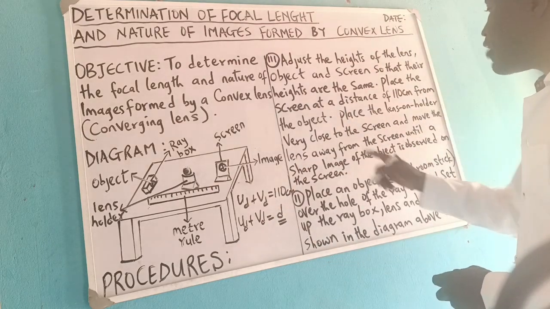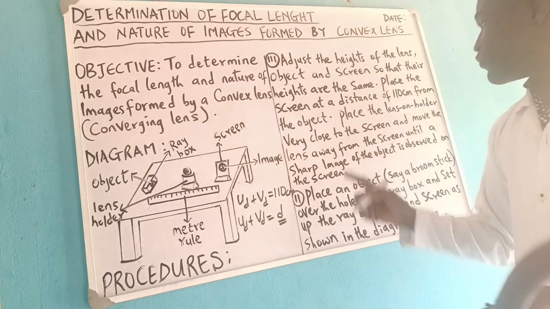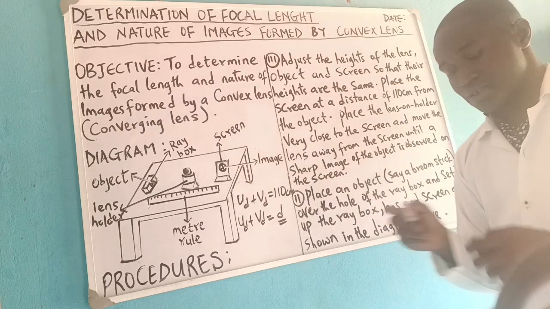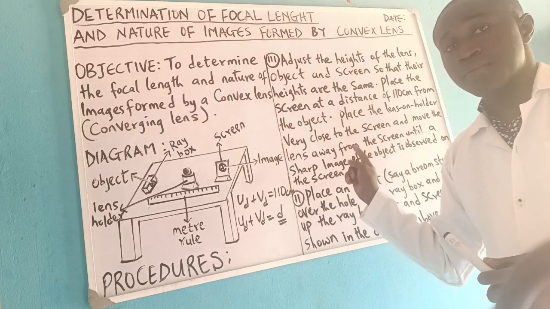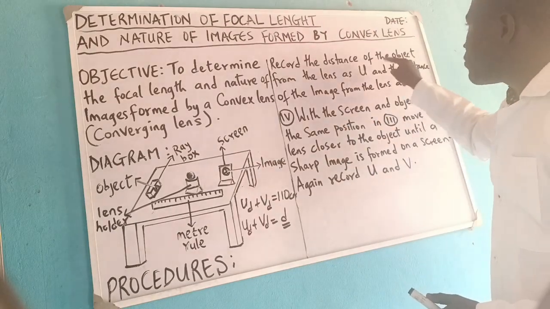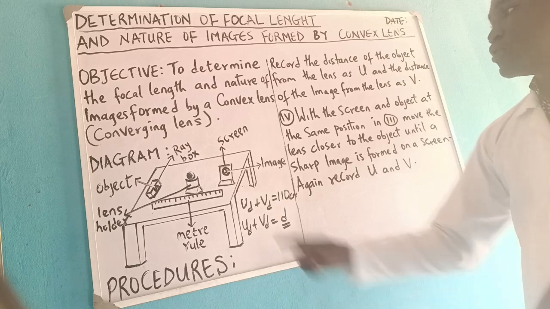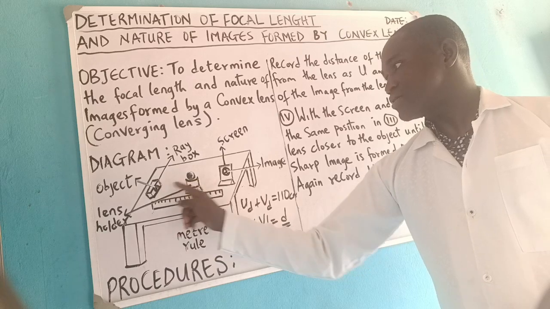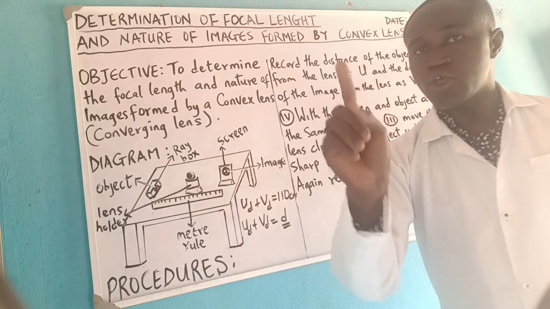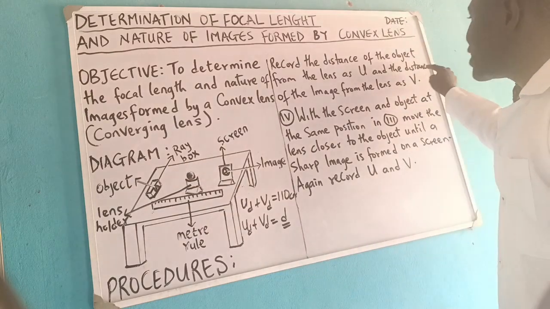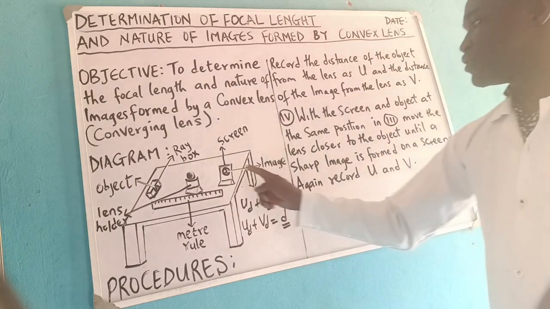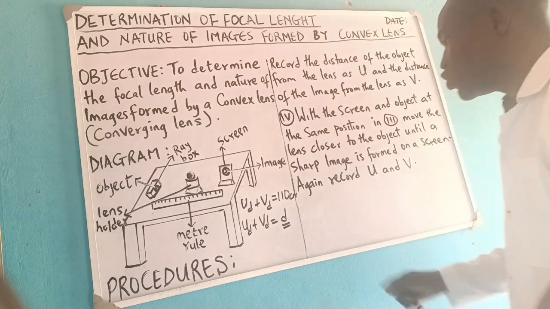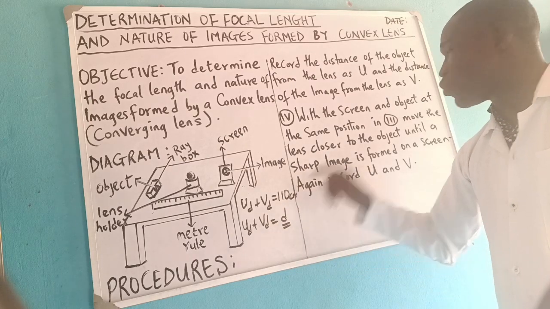Place the lens on a holder very close to the screen and move the lens away from the screen until a sharp image of the object is observed on the screen. We also conduct that one. Are you getting it? Record the distance of the object from the lens as u. As you can see in this diagram, the object is here, the lens is here. The distance between them is called u, that is the object distance. And the distance of the image from the lens as v. Look at the image, look at the lens. The distance between them is called v. You know that the sum of them will be equal to d, that is 110.